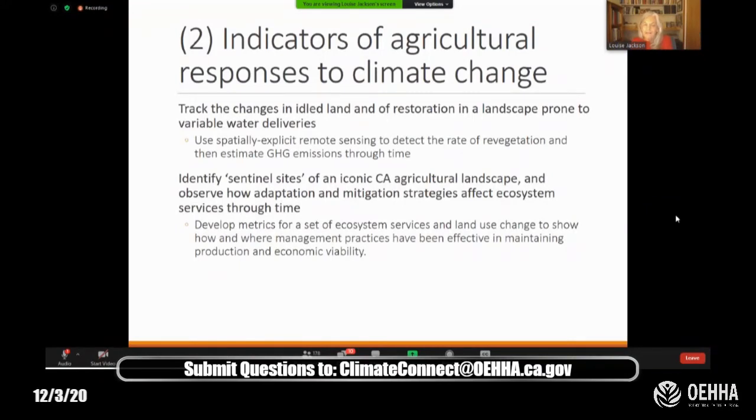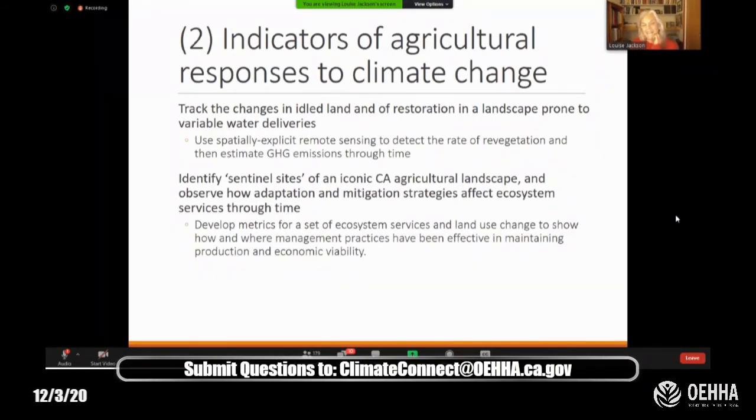Another possibility might be to try to track the changes in idled land and of restoration in a landscape prone to variable water deliveries. Spatially explicit remote sensing with modeling of changes in revegetation with time could be used.